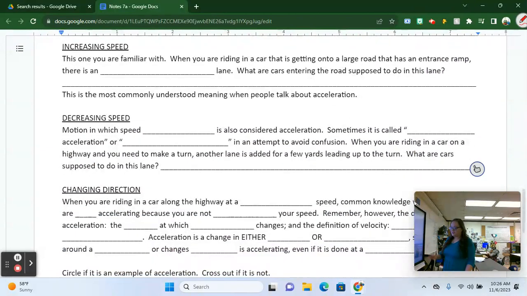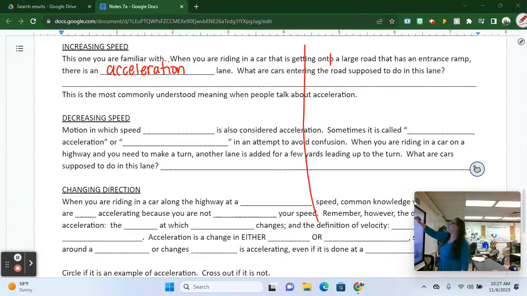All right, so increasing speed. This is the one you're familiar with. When you think accelerate, you think acceleration, you think speeding up, and that's the one that is the most easily understood. When you're riding in a car and you're getting onto a large road that has an entrance ramp, there is something called an acceleration lane. Now, I'm going to draw. You do not have to draw on your paper.